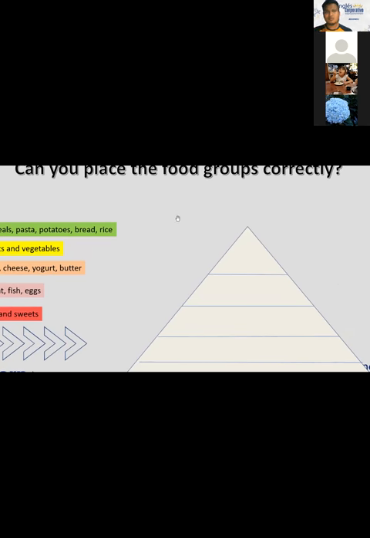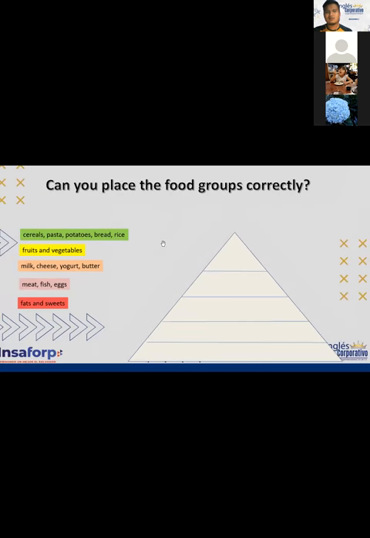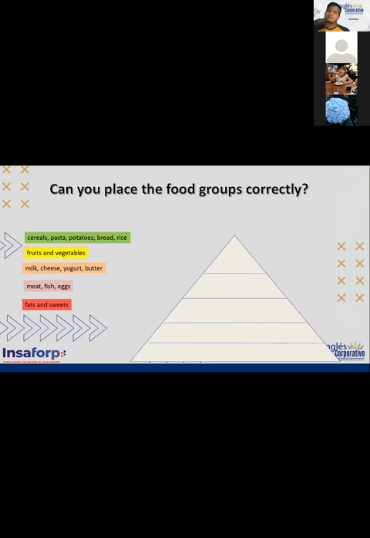So we can see what I just did. Oh, my bad. All right, so guys, where do you think I should place all these things, the ones that I have on the left? Where can I put them on the pyramid? Can someone help me so we can do this together as a group? Can you place the food groups correctly? Where are they supposed to be? At the top, in the middle, at the bottom, or where?